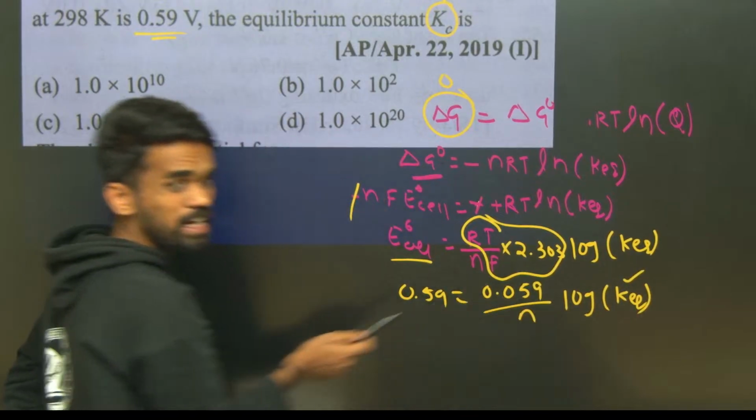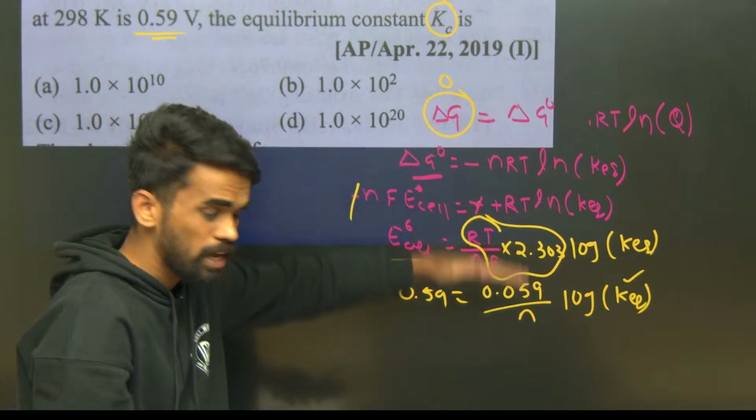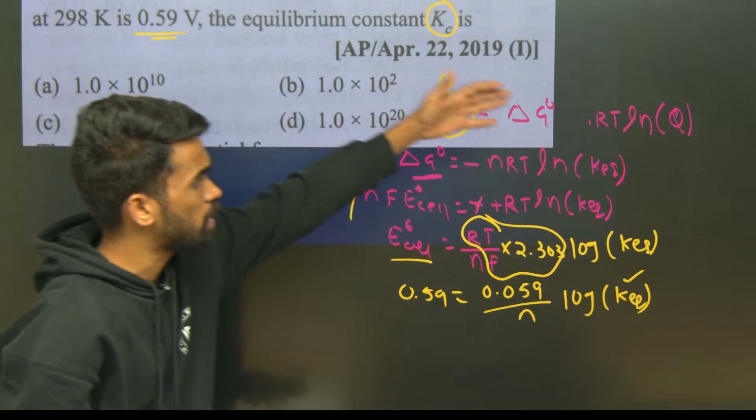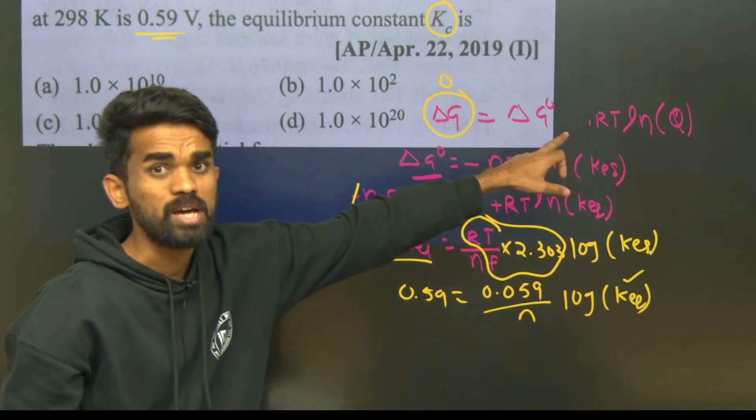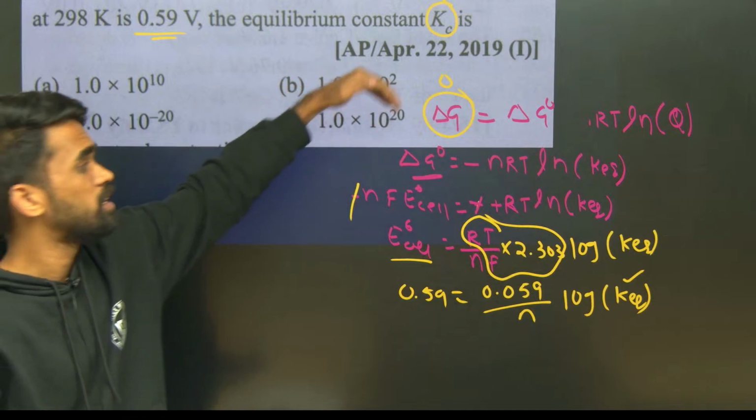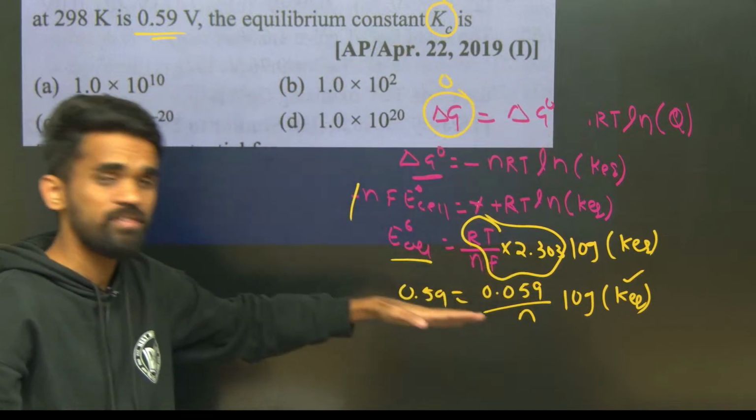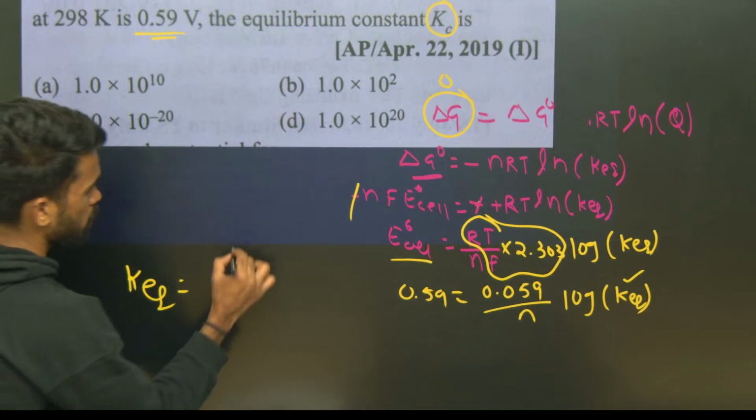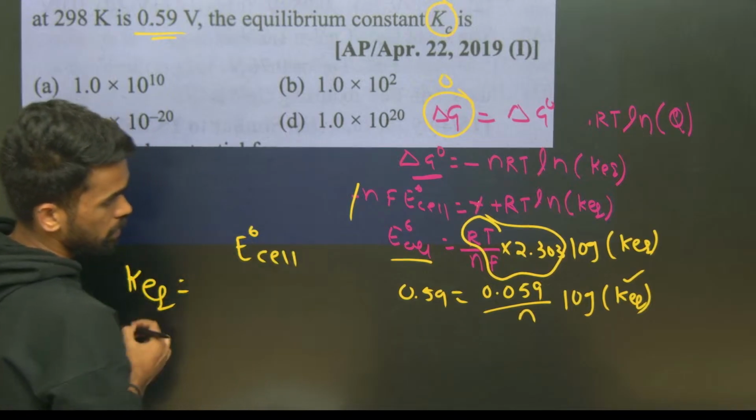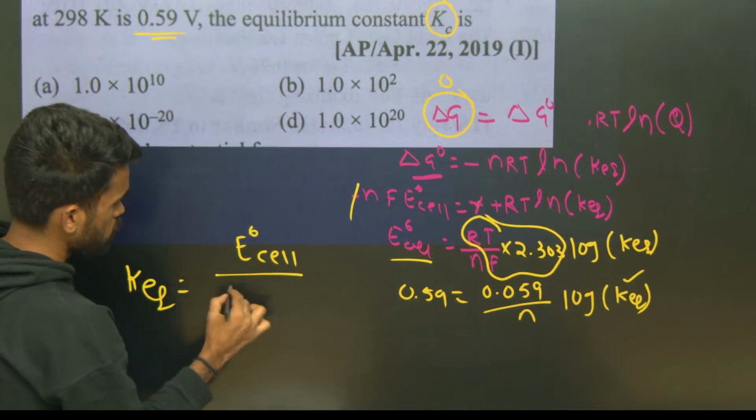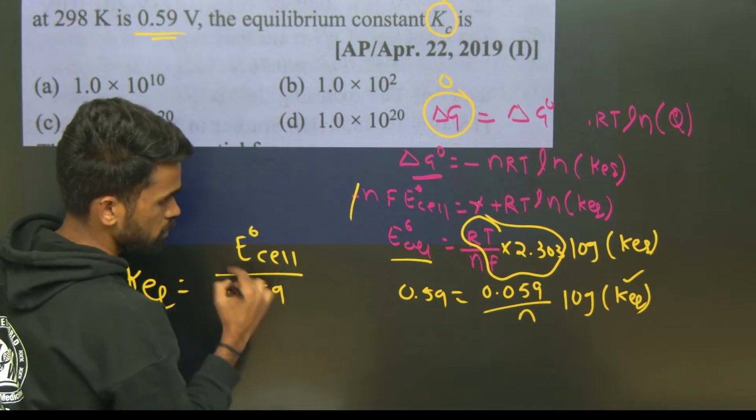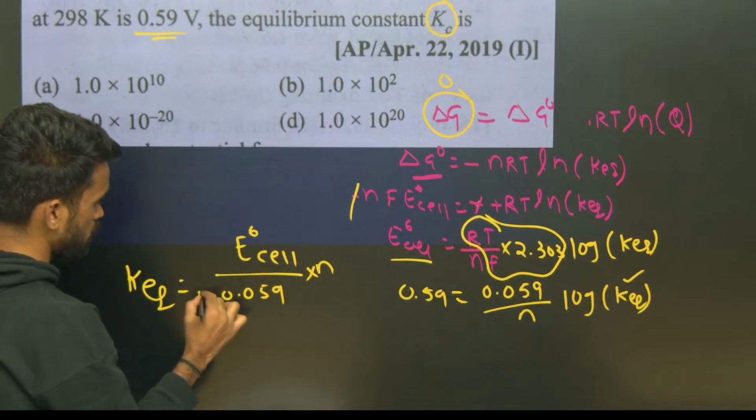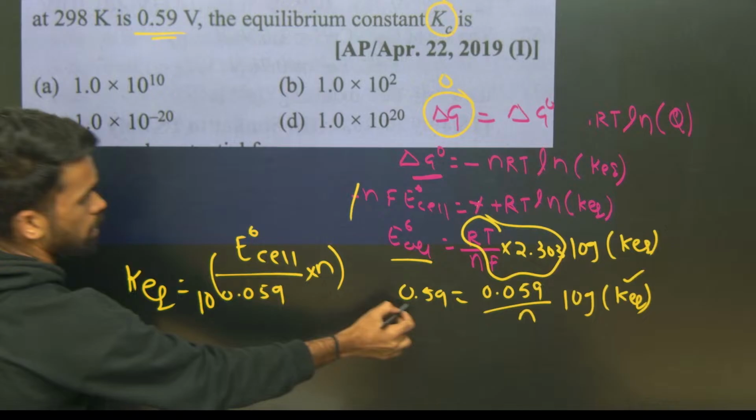I can directly give formulas, but I just want to derive everything so that you will remember the concept also. Even if you forget the formulas, you can come from here, from the thermodynamic relation between delta G naught and K equilibrium, and use it for deriving all these things. So what is the final formula I have used here? log K equilibrium equals E naught cell by 0.059 into n. That's it. This is the formula I have derived from here.